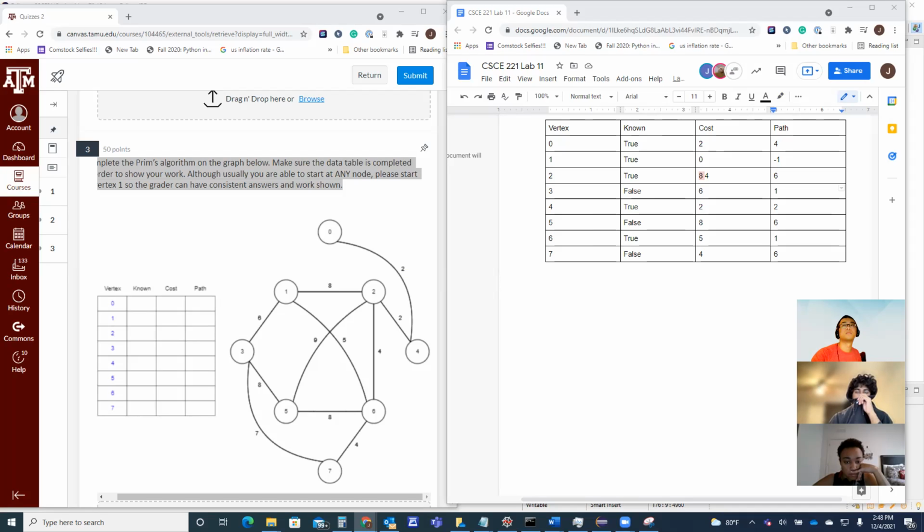So don't go back. Update the cost for 0 at 7, update the cost of 2 is 5, update the cost of 3 is 6, and update. So it's for the cost. You look at which one hasn't been done yet, or if they've all been done, which one is the lowest, and go from there.